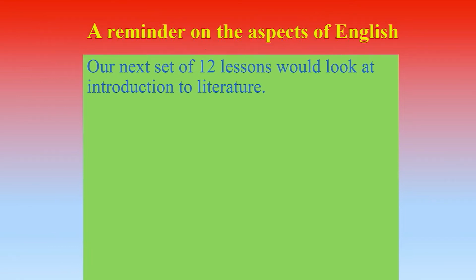But what we are going to do for now, for our next set of 12 lessons, what we shall be looking at now is going to be introduction to literature. So we are going to introduce ourselves to literature. And if time permits, we will pick one of the items we are supposed to study in schools under junior high school. Then we look at that text very well and discuss it in detail.